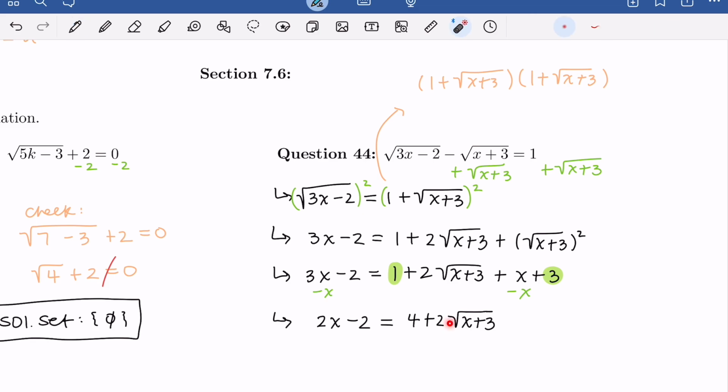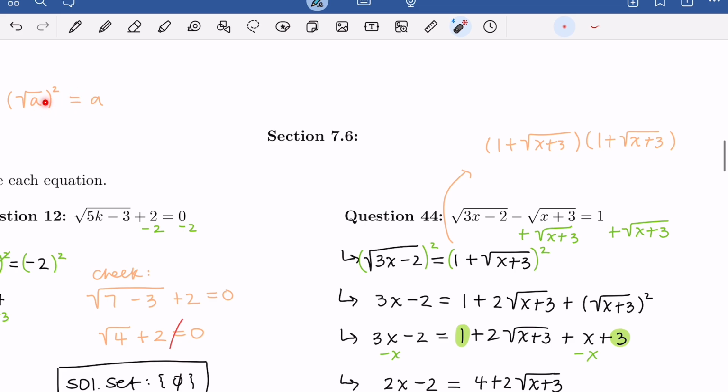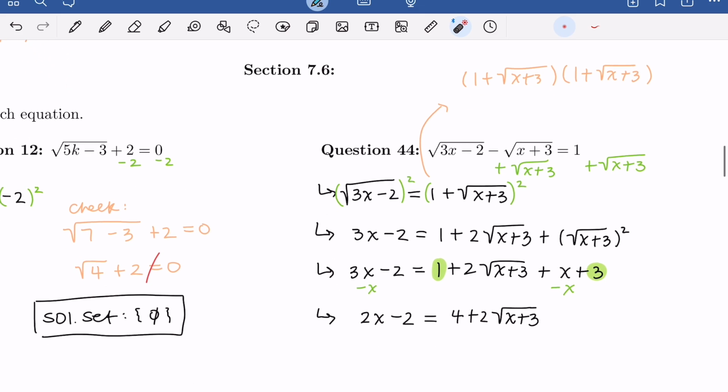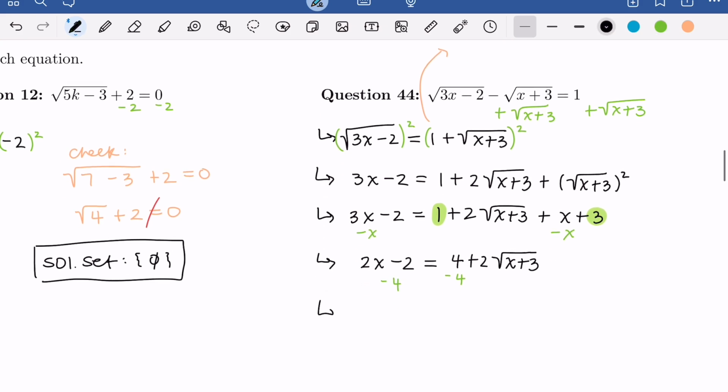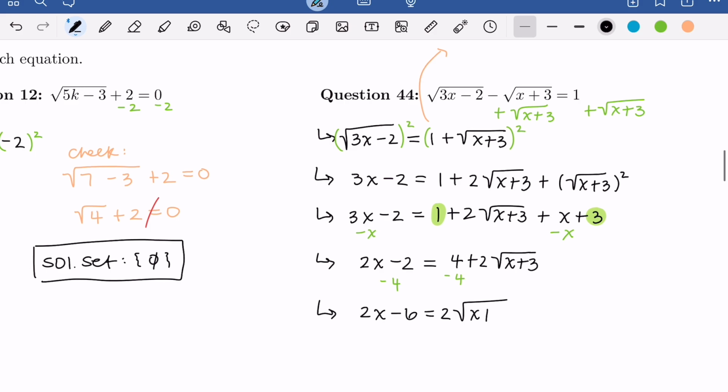Now we still have this radical, so we're still going to use our property so that we can square both sides to get rid of our radical. But before we do that, let's keep this radical on this side of our equation and get it by itself. So we're going to subtract 4 on both sides. Doing that, we have 2x minus 6 is going to be equal to this. So we just have a radical term by itself on one side of our equation, so that's good. Now we're going to have to use this property again. We're going to square both sides.